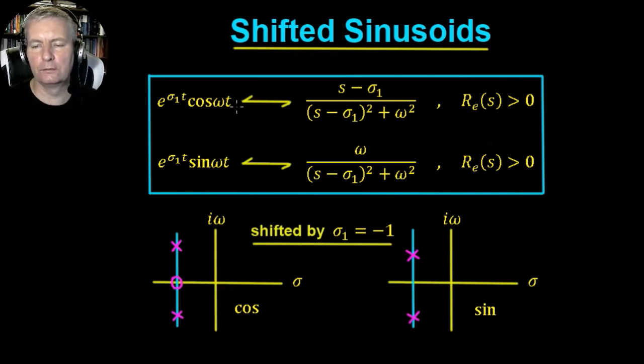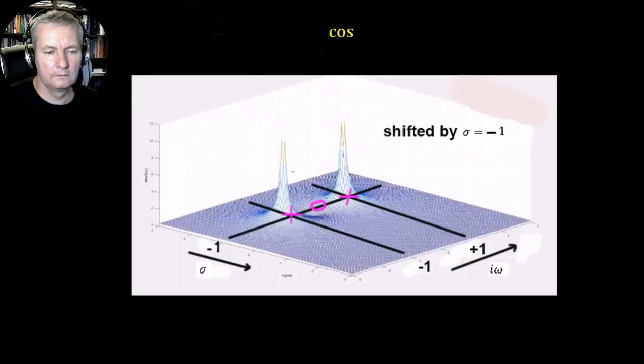So whenever we do the Laplace transform of this, what happens is we replace the value of s with s minus sigma 1. The same thing happens with the sine here as well. The sine would normally be omega upon s squared plus omega squared, so the s gets replaced by s minus sigma 1. So let's go and have a wee look at this in MATLAB.